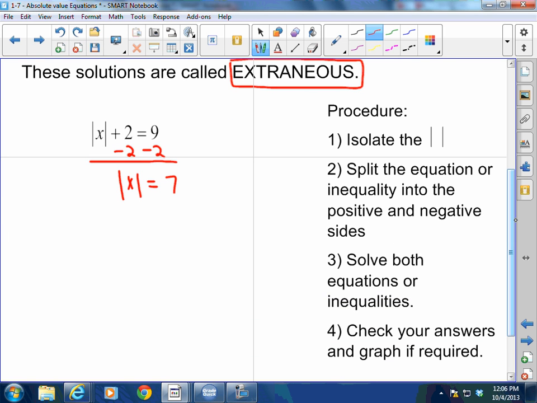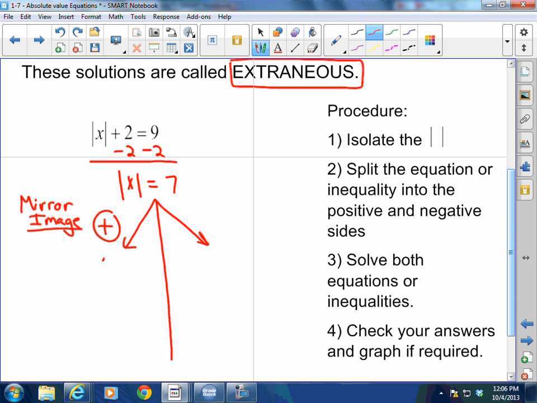Now, step 2. Split the equation or inequality into the positive and the negative side. Remember that I said that absolute values have two roots? That's why this is very important. So you're going to split it up into a positive side, which I like to call the mirror image. It's called the mirror image because when you look at yourself in the mirror, don't you see your own image? So nothing changes. You just leave it x equals 7. The only thing that happens is you get rid of the absolute value sign.